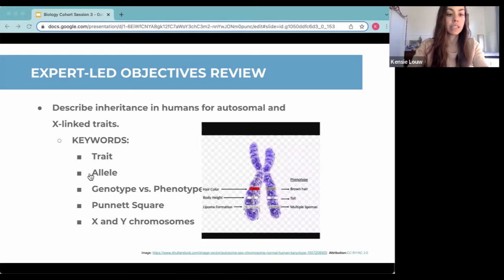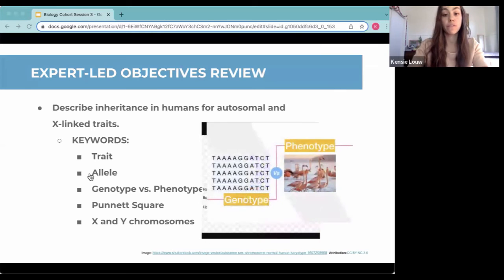And then next is genotype versus phenotype. So genotype is the letters or bases of DNA that you have on your chromosome corresponding to a gene. And phenotype is the physical characteristic that results from that genotype. And we'll go in a little more detail with these and learn about dominant and recessive and how 2 different genotypes could produce the same physical phenotype.